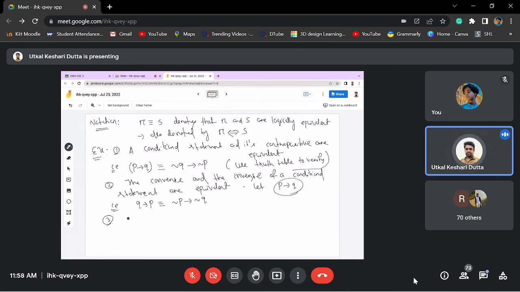I'm giving one home task: show that P conditional Q is equivalent to negation P disjunction Q. Use truth table.